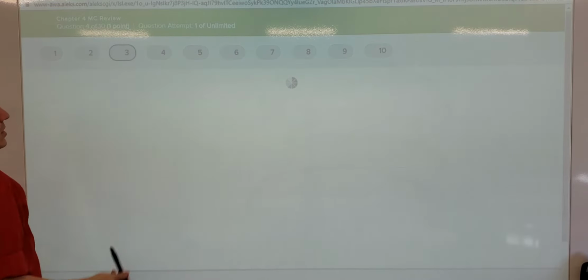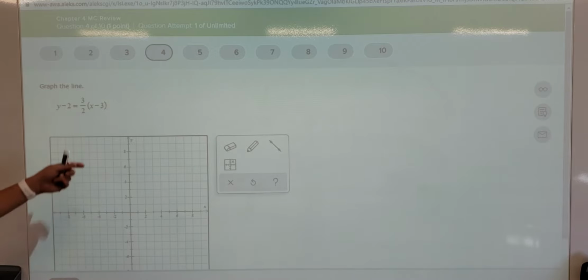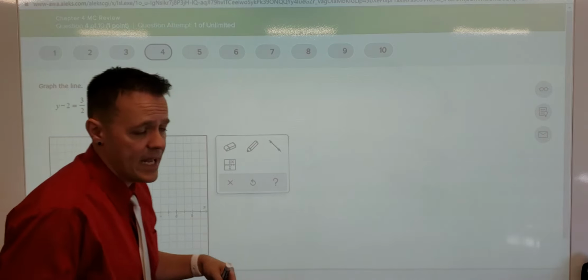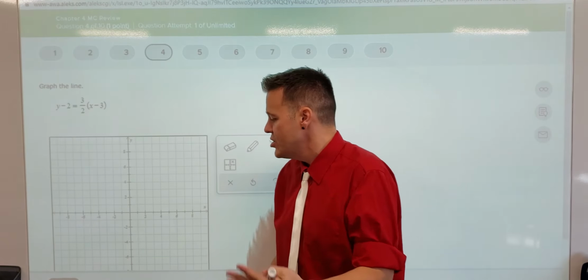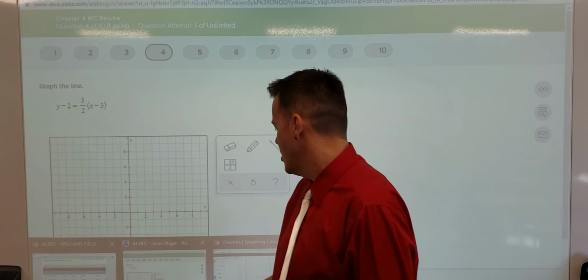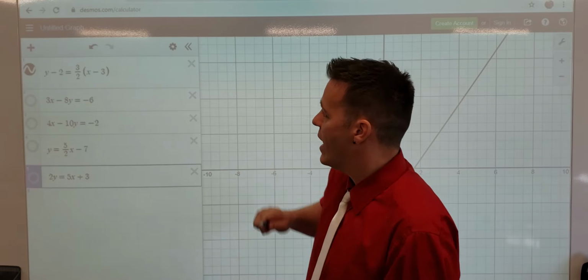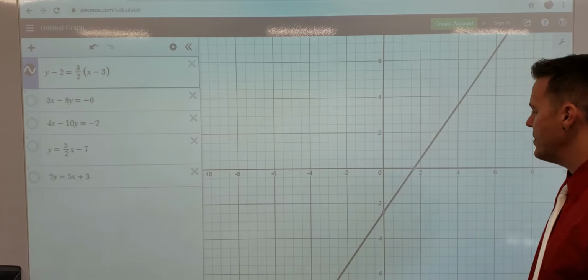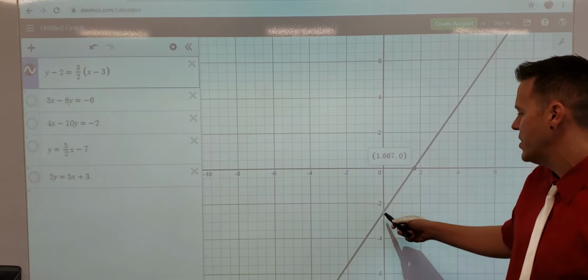Number 4 on here, as you're going through, graph the line. Well, this is not written in a way that helps you guys actually solve it. So what I've done is I want to make sure you guys use Desmos on this one. So you go into Desmos right here, you'd graph the line. Now, I'm graphing it here and it's slightly complicated, okay?